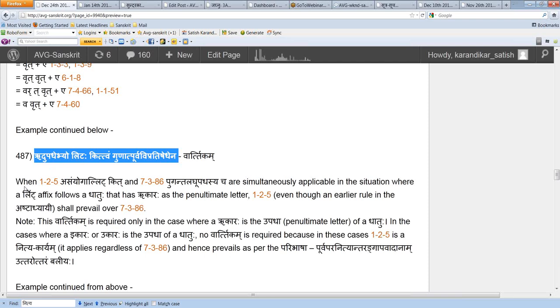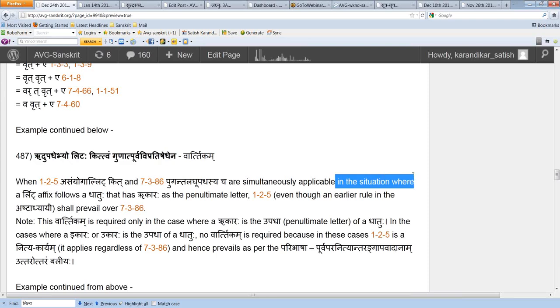So what happens is, if you read the note over here, when Asanyoga Lit Kit and Puganta Laghu Upadhasya are simultaneously applicable, in the situation where a Lit pratyaya follows a dhatu that has Rikara as a penultimate letter, then 1.2.5, even though it is an earlier rule, Purva, by Purva Vipratishedena, shall prevail over 7.3.86. The thing is, why only Rudupadebhyo?